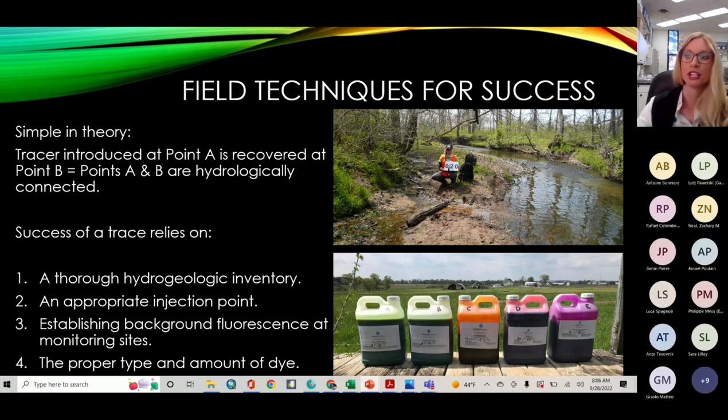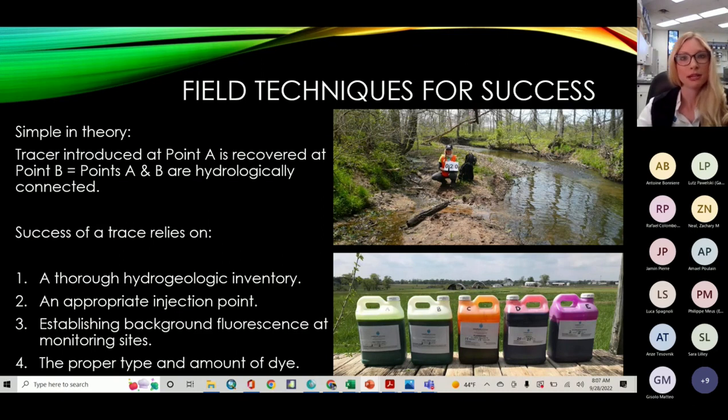So choosing the right injection point is going to ensure that your tracer does enter the groundwater system and does its job. You can affect the rate on that if you choose to prime or flush your injection location, which is something that we always recommend. It's part of our standard practice.